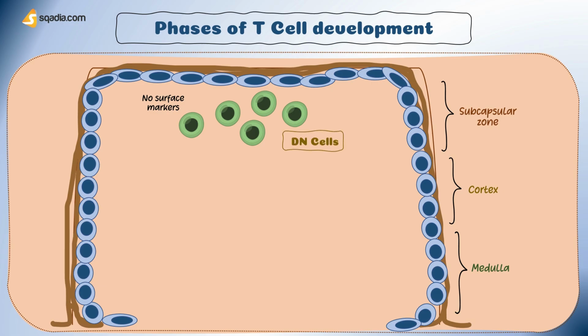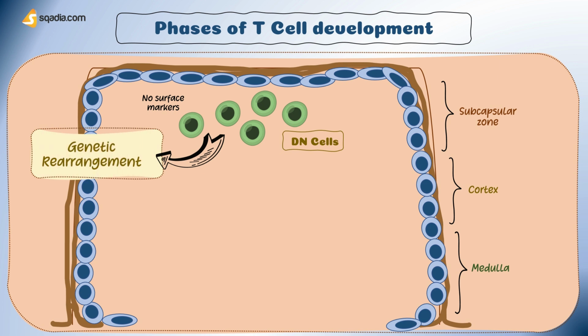So, when pre-thymocytes migrate from bone marrow or fetal liver to the thymus, at this stage they do not express any surface marker. And so they are said to be double negative. Here I am writing it as DN. And why are they called double negative? Because they are negative for both CD4+ and CD8+ costimulatory molecules. That's why they are referred to as double negative cells. At this stage, the T-cell receptor genes are in unarranged configuration.